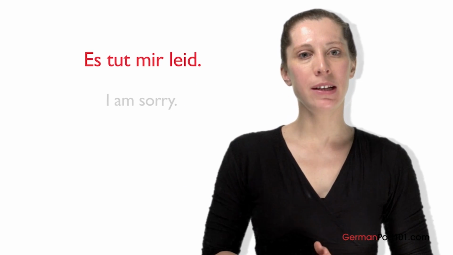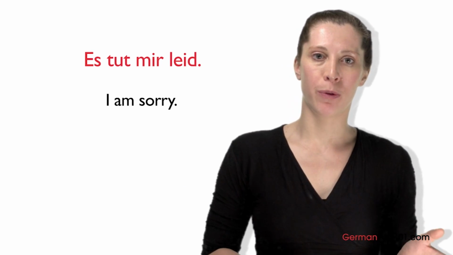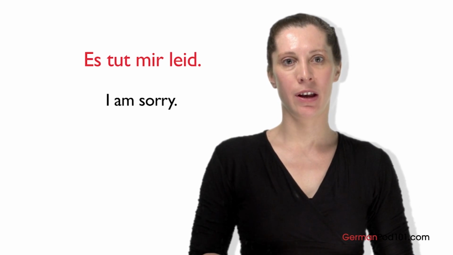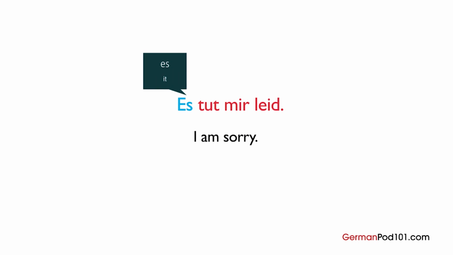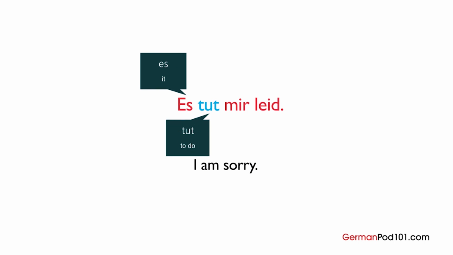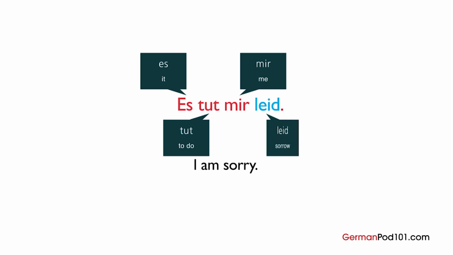But if you really want to apologize for something, it might be better to use a different phrase. That phrase is es tut mir leid. It means I'm sorry and can be used in both formal and informal situations. Es tut mir leid. First, we have es or it. Next, we have the German word for to do, conjugated for the pronoun es, tut. The word mir is German for me. Finally, we have leid, literally meaning sorrow. Es tut mir leid.